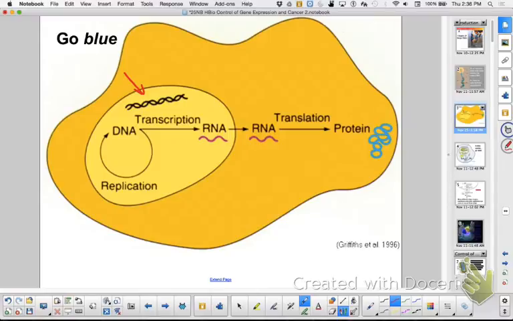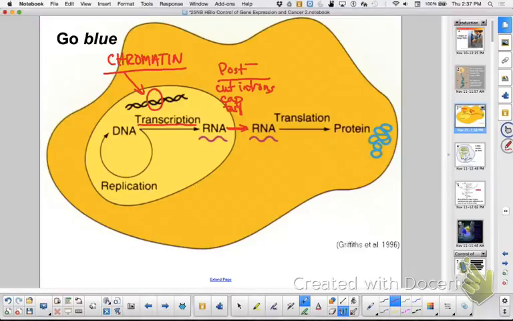Okay. If you're looking at DNA, if it's even available, that is when you're talking about chromatin. Is that DNA even available? If you're talking about, can RNA polymerase get on the promoter, that kind of control is called what? Transcriptional control. If you're modifying the RNA, like a cap, a tail, the ability to leave the nucleus, cutting out the what? Introns. Okay, that part right here, cap, tail, cutting out the introns, that's called post-transcriptional, right?